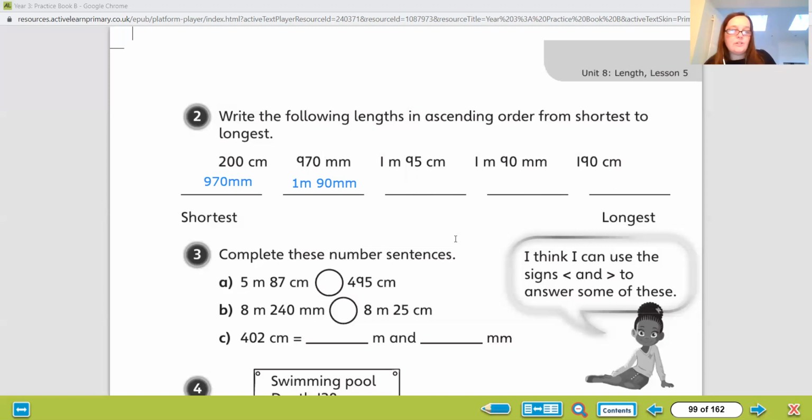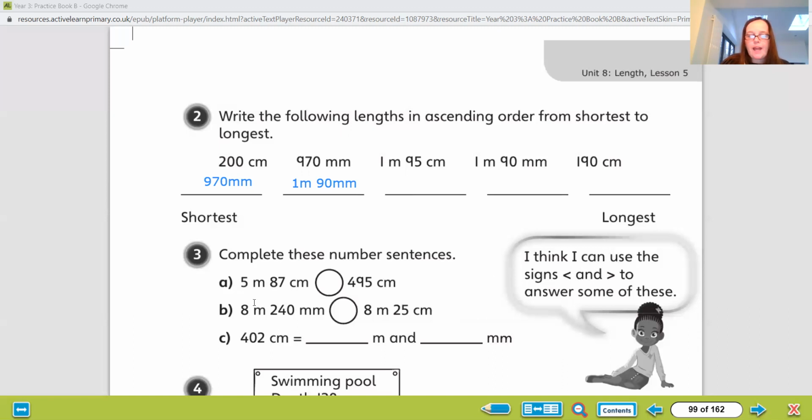Okay, did you manage to do that? Okay, let's have a look at question 3. You're going to have a go at this yourself. So it says complete these number sentences. 5 metres 87, is that greater than or less than 495 centimetres? Remember that 5 metres is 500 centimetres. So is that greater or less than that number? Choose the right sign.